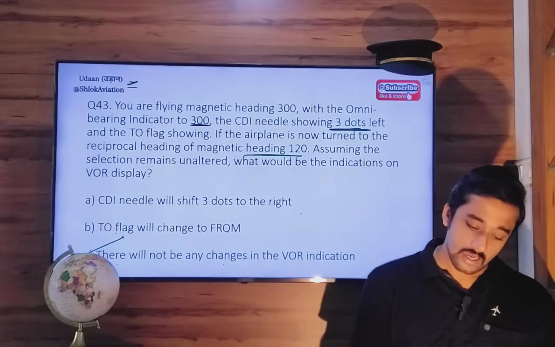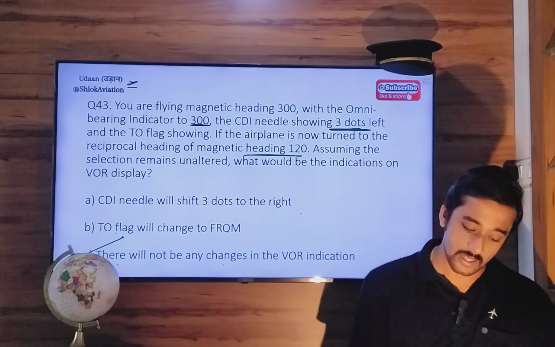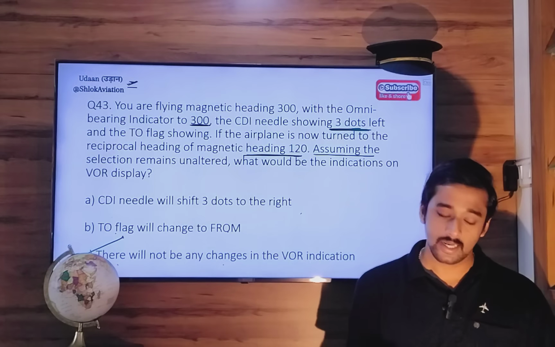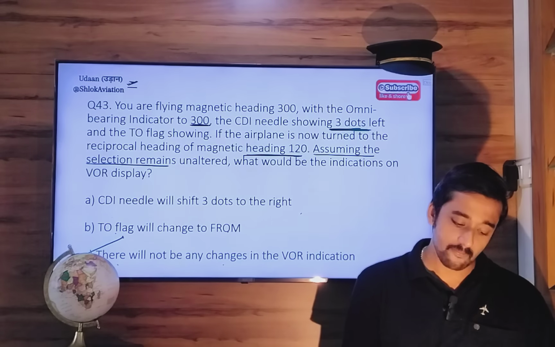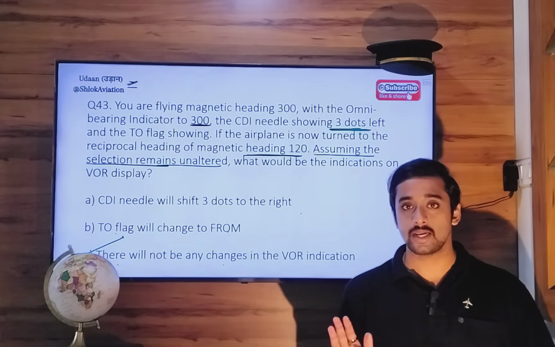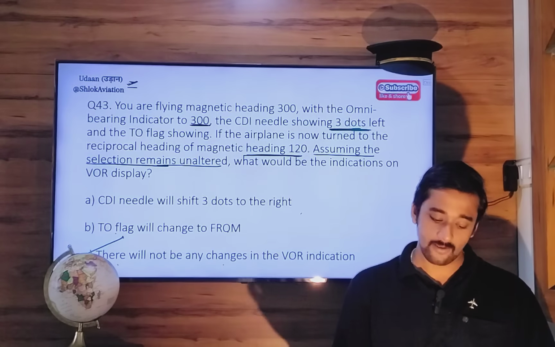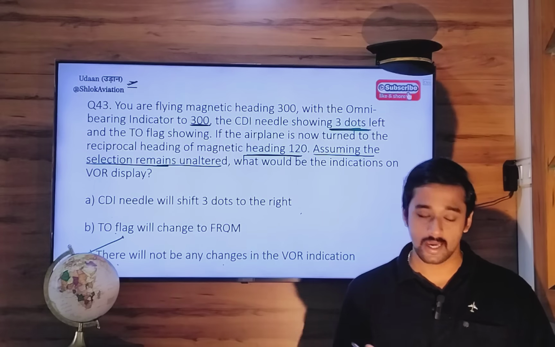Yes, because here it's explicitly written that heading is changed to a new heading of 120, and other than that, no other changes are made. No other selection is altered or changed. Okay, so that's why there will not be any changes in the VOR indication.